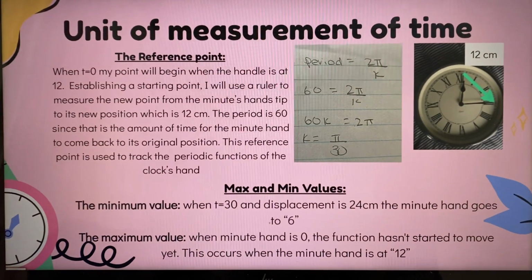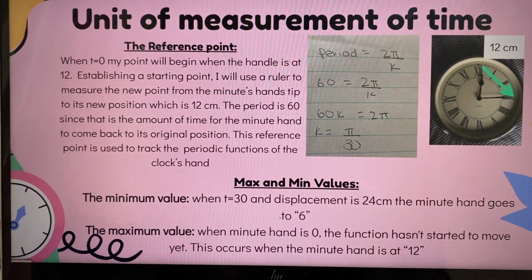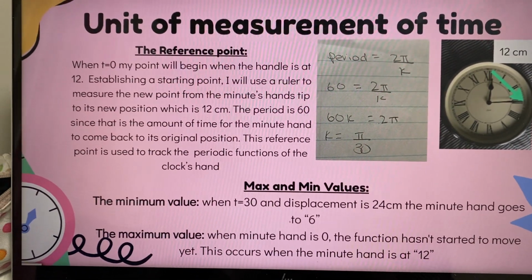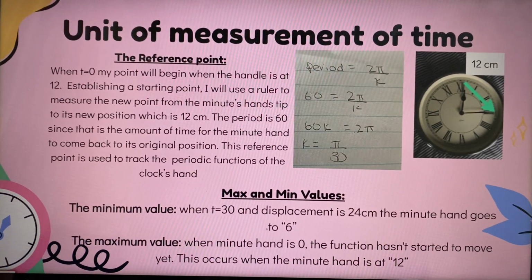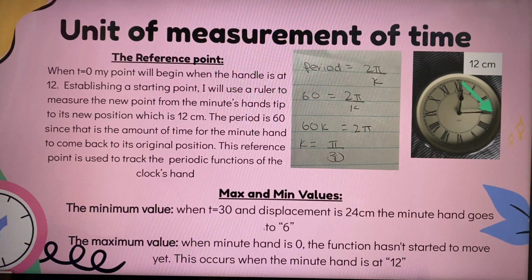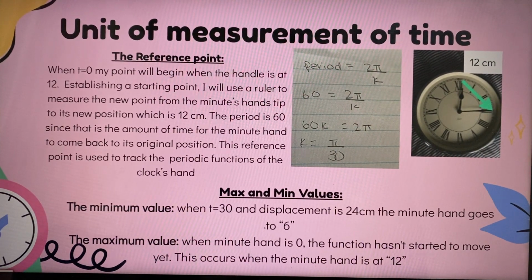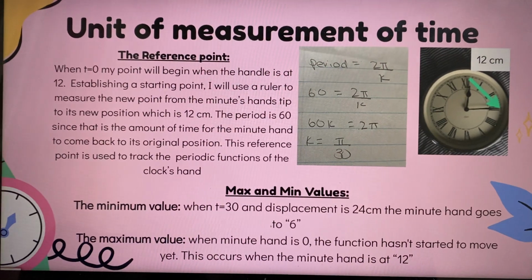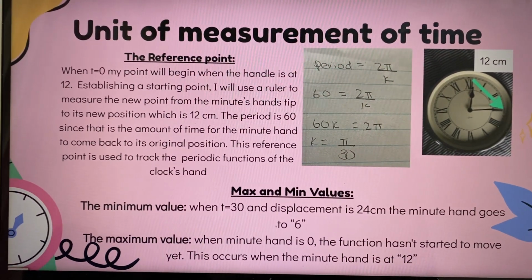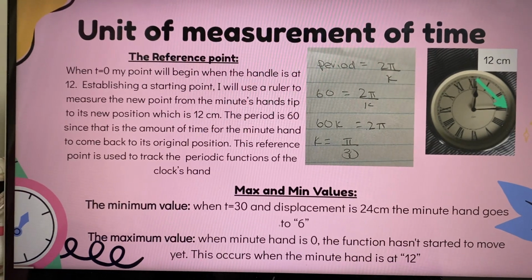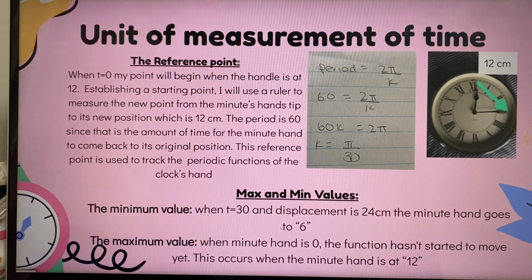So, for my reference point, when t equals 0, my point will begin when the hand is at 12. Establishing a starting point, I would use a ruler to measure the new point from the minute hand's tip to its new position, which is 12 centimeters. The period is 60, since that is the amount of time for the minute hand to come back to its original position. The reference point is used to track the periodic function of the clock's hand.